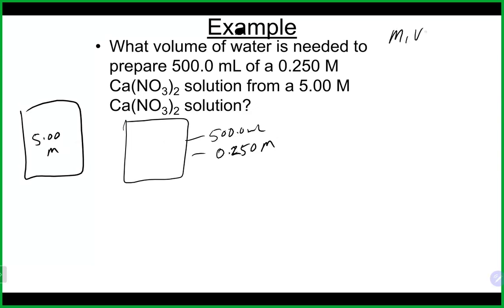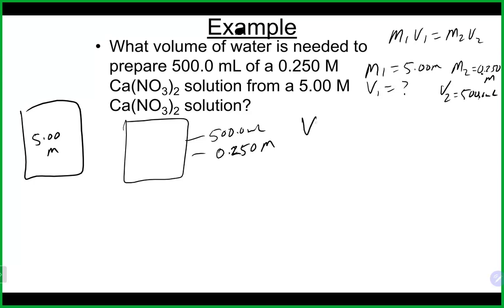So we're going to do a little M1V1 equals M2V2. In this case, truthfully, it really doesn't matter which one you call ones and twos, but again, usually the more concentrated guy ends up on the ones. So for me, I'm going to go M1 is 5 molar. V1 is what we don't have. M2 is 0.25 molar. And V2 is 500 milliliters in this case. So we're going to solve for V1, and V1 will equal M2 V2, and again, we divide that to the other side and put it on the bottom, basically, M1.